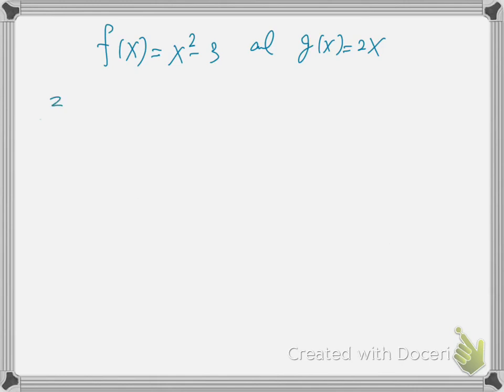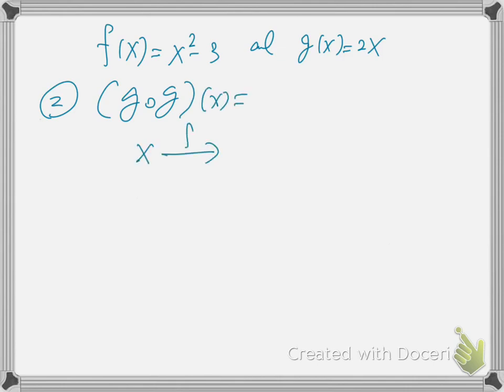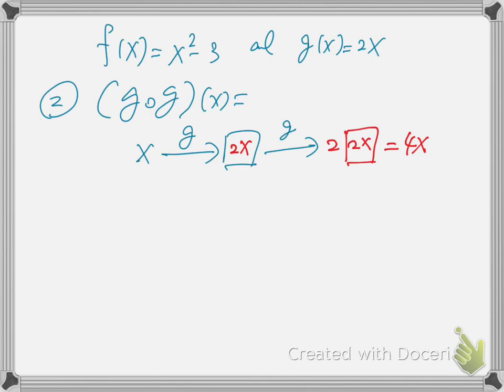Okay, so example 2 is g compose g of x, right? So this means x and then g. You get the box output of g, and you use g again. G again. So now what is g? G is double the x, so this is double the box. Double the box. So 2x times 2, you get 4x.